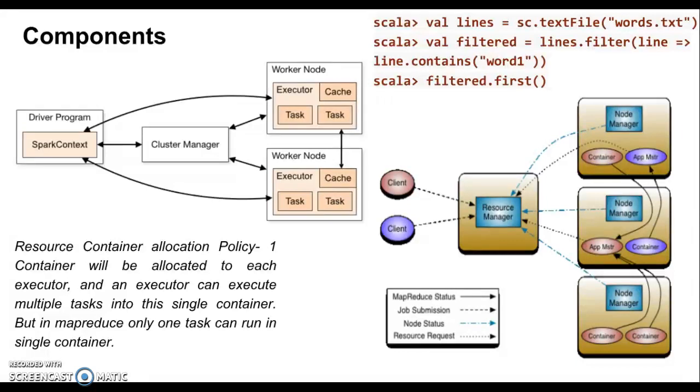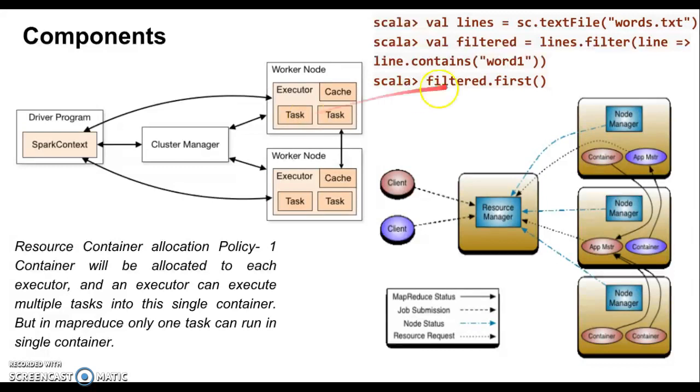So when connected, Spark acquires executor nodes in the cluster, which are processes that run computation and store data for your application. Next, it sends your application code, like jar files, which are passed to the Spark context, to the executor. Finally, Spark context sends tasks to the executor to run.